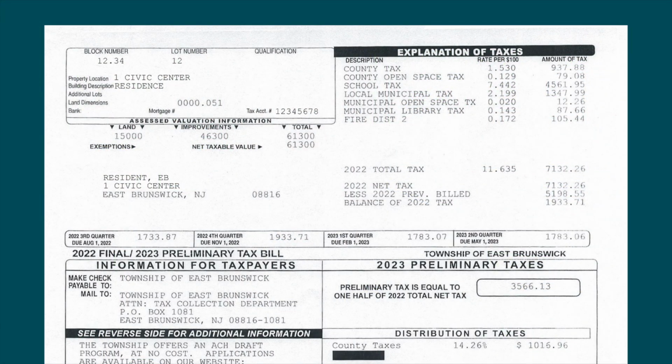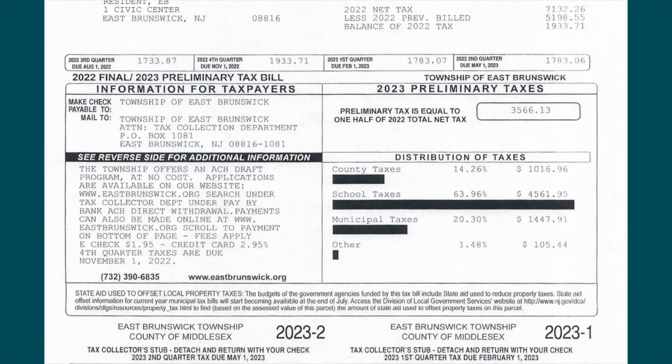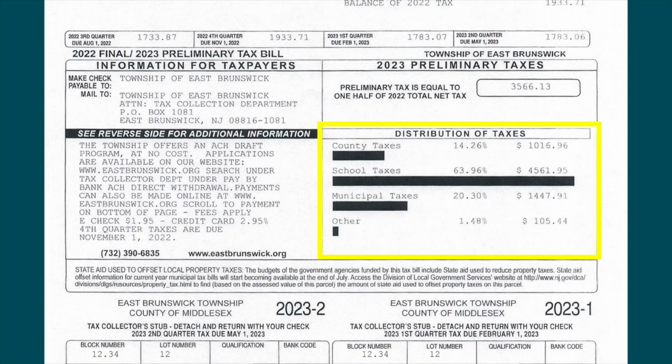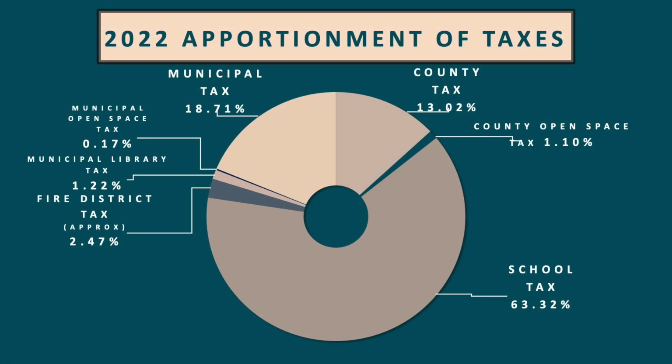And then if you look at the final distribution of those taxes, you could see that clearly. Municipal taxes, the only thing that we really have any control over, represents for the average person somewhere between 18 and 20% of the tax bill. It's the only thing that the mayor and the council have any control over. Clearly, the vast majority of property taxes in the township is going to the school system. We clearly know that that's where we place our value, our school system very highly. So that's where the bulk of the money goes.